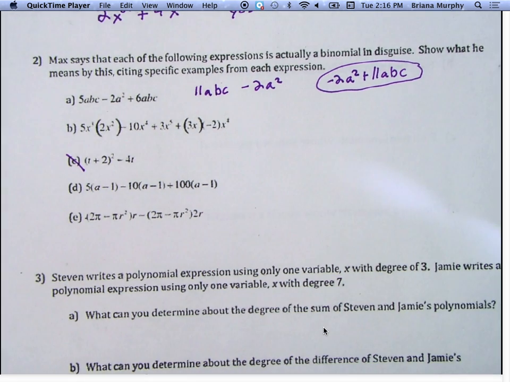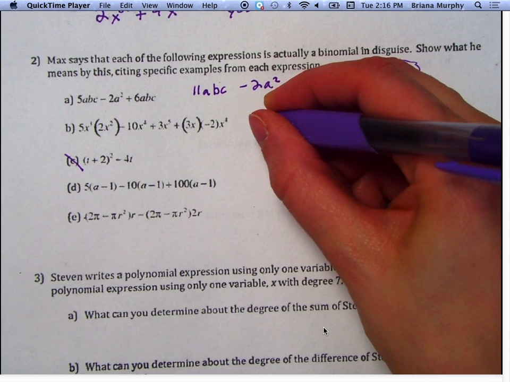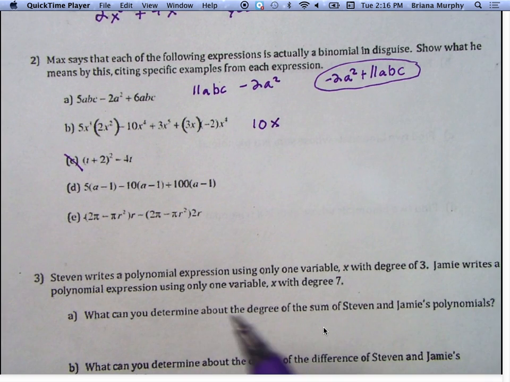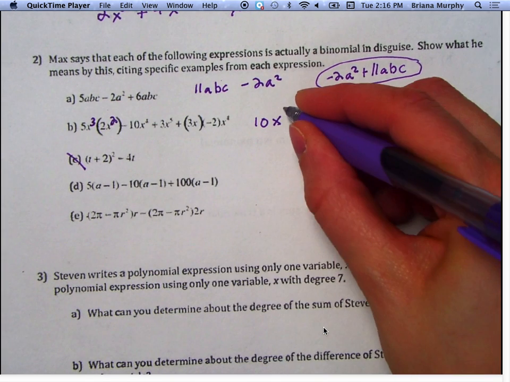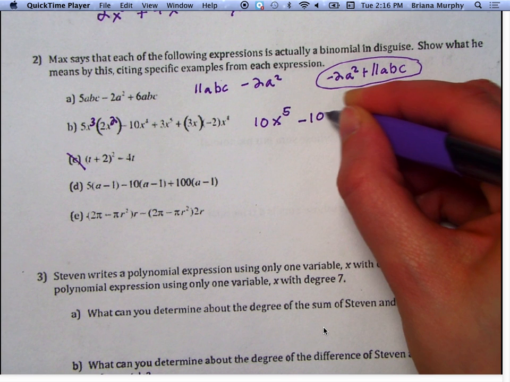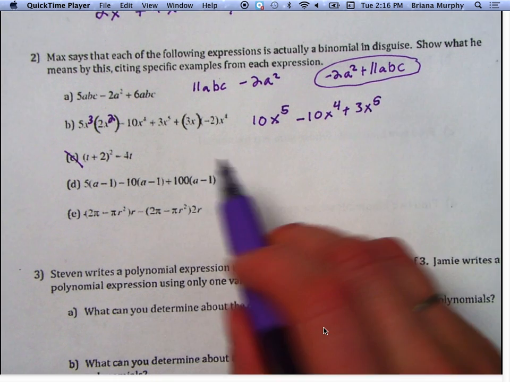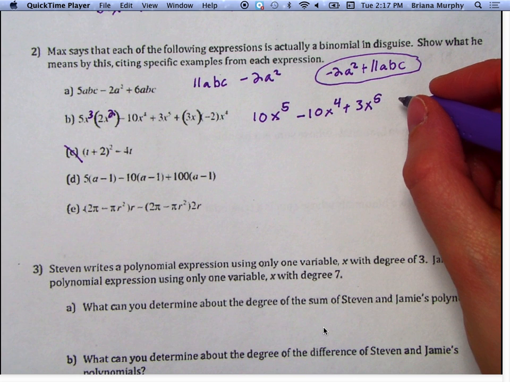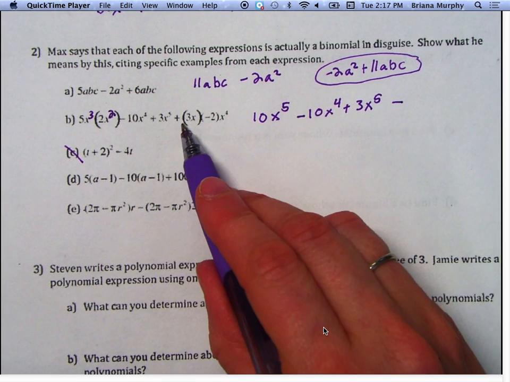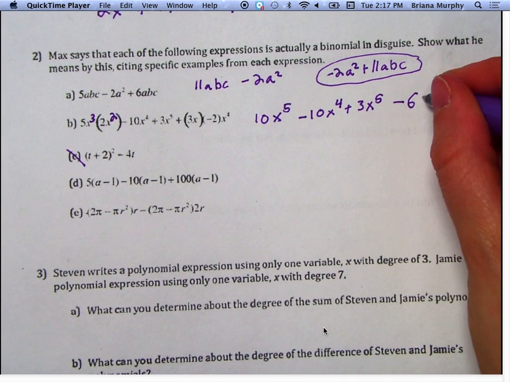The first thing I notice with B is I have some multiplication I've got to do. So let's do that. 5 times 2 is how much? 10. How many x's do you think I have there? 5, because I have 3 for this one and 2 for that one. Minus 10x to the 4th. Plus 3x to the 5th. What's 3x times negative 2x to the 4th? Should it be positive or negative? Negative. What's 3 times 2? 6. x and x to the 4th makes x to the 5th.